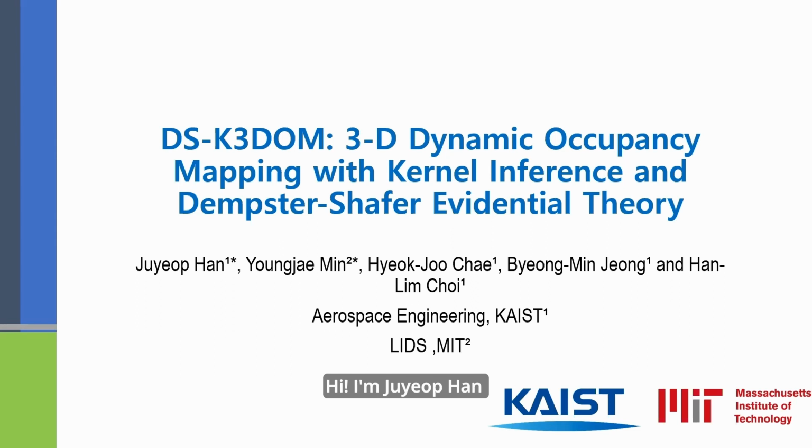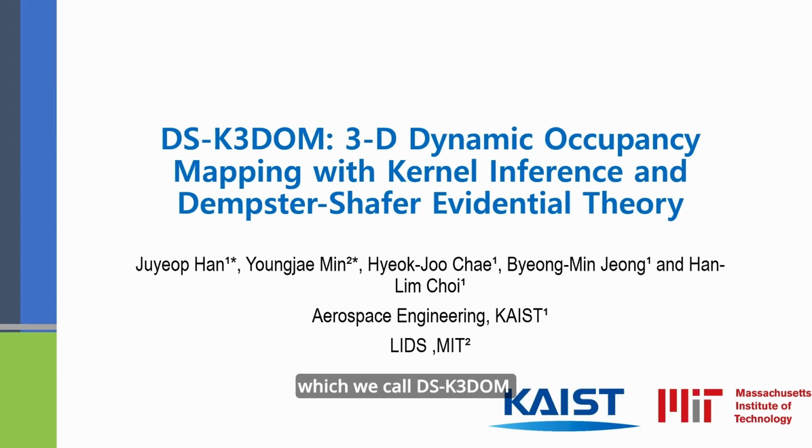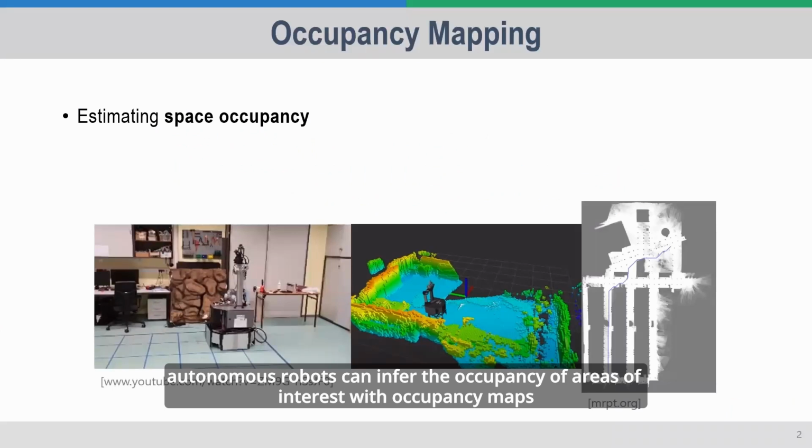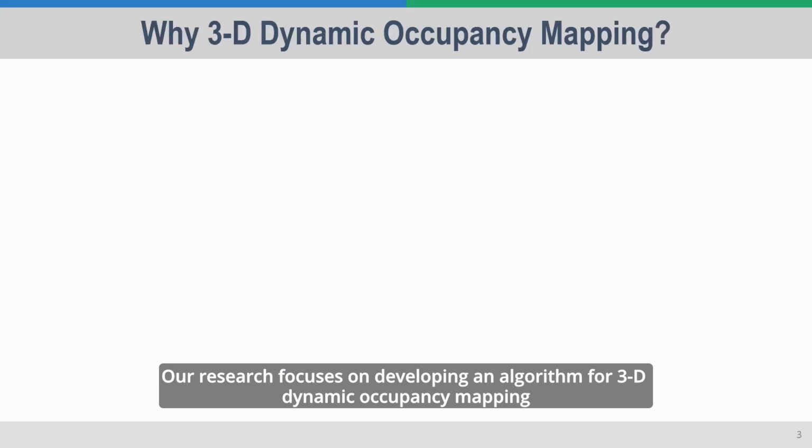Hi, I'm Juyeop, and I'm excited to present our work on 3D dynamic occupancy mapping with kernel inference and Dempster-Shafer evidential theory, which we call DSK3-DOM. Autonomous robots can infer the occupancy of areas of interest with an occupancy map. Occupancy mapping helps robots understand their surroundings and perform various tasks like trajectory planning. Our work focuses on developing an algorithm for 3D dynamic occupancy mapping.